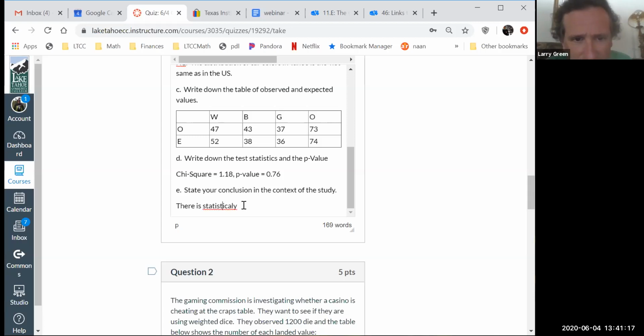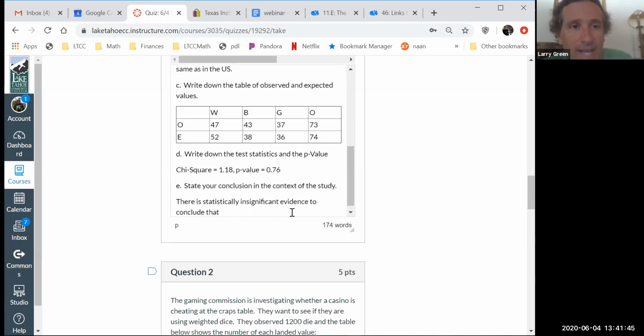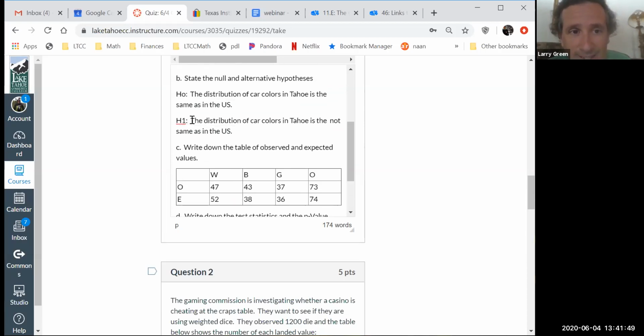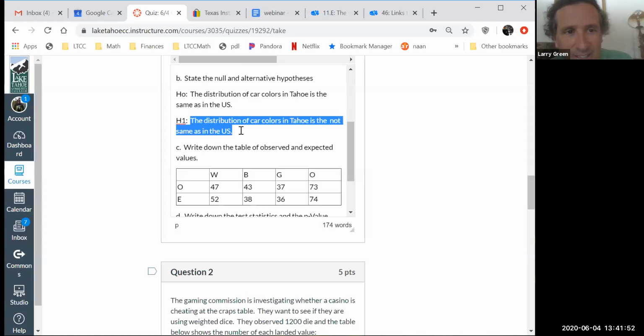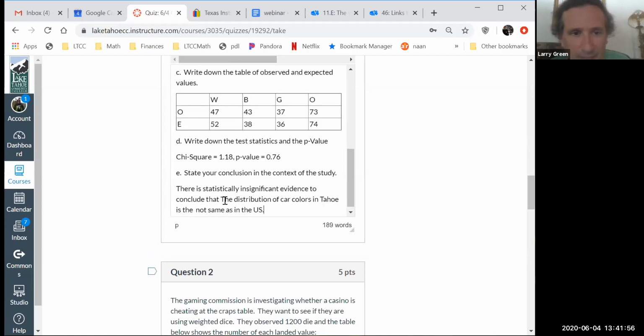Statistically, is it significant or insignificant? Insignificant, because our p-value is so big. So there is not enough evidence to conclude that... and now we don't have to do anything other than copy and paste and change the capital T to the not. That the distribution of car colors in Tahoe is not the same as in the United States. Any questions on that?